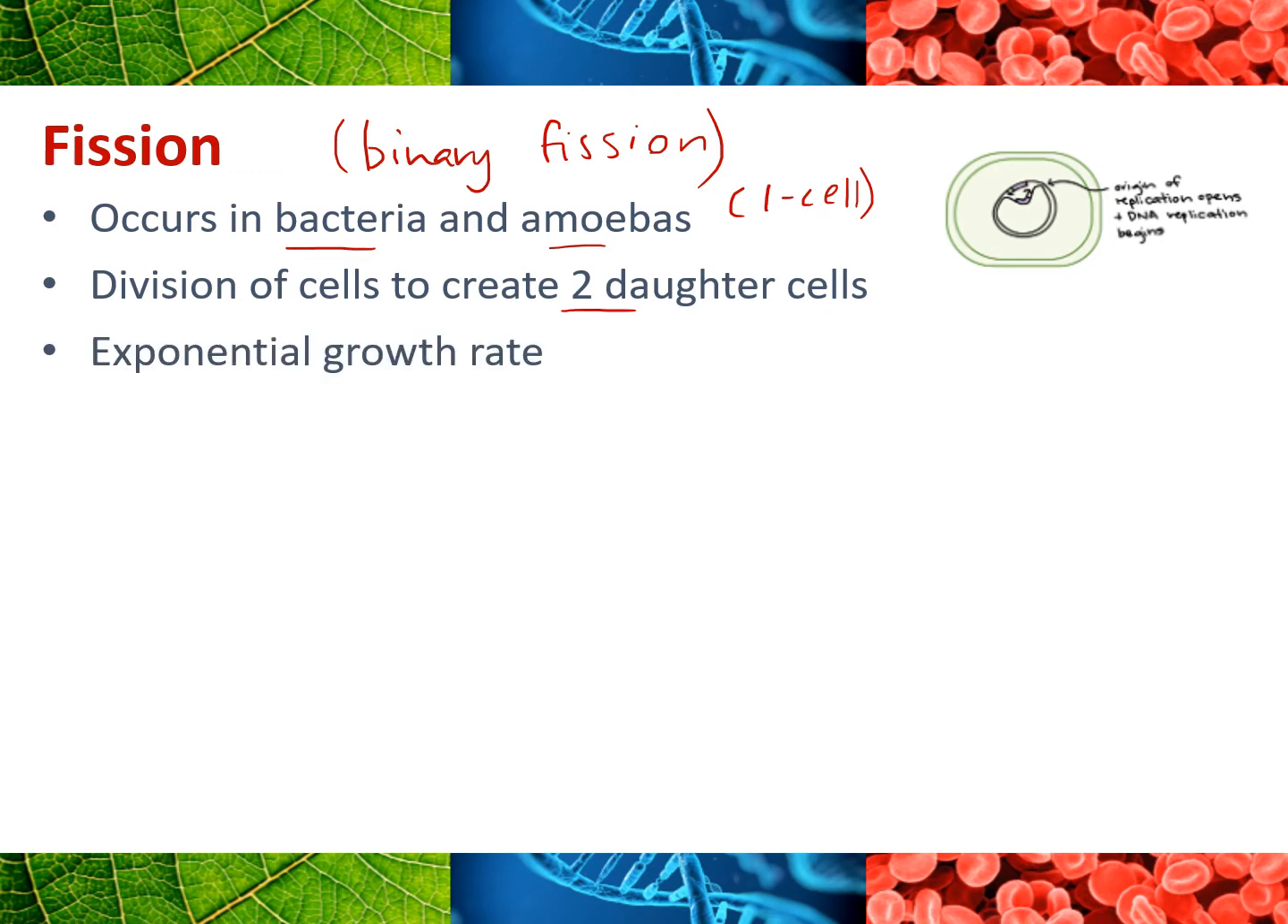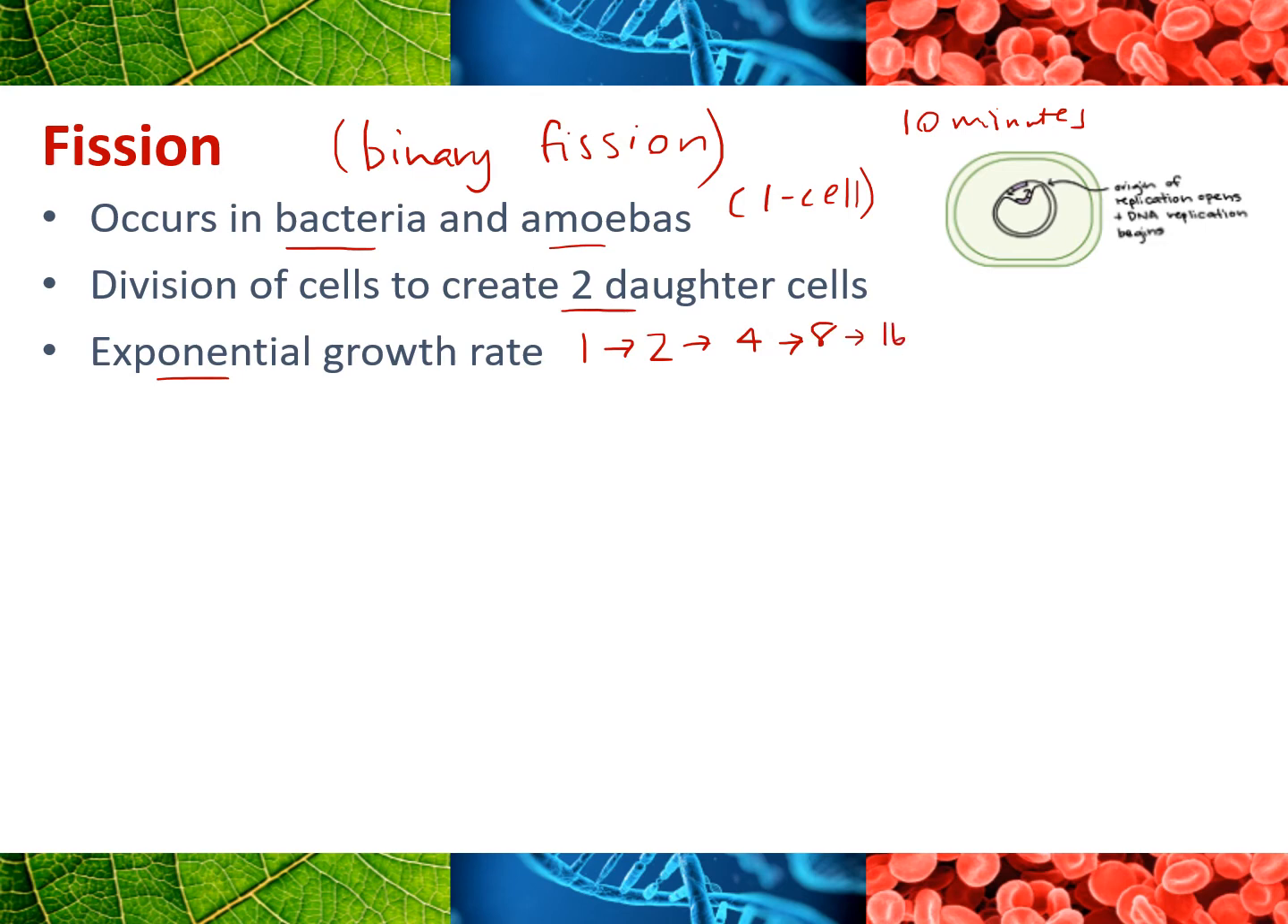Because of the way this occurs, and it can happen relatively quickly, like this can, in some organisms, only take about 10 minutes. So some bacteria can divide very, very quickly. And it has an exponential growth rate. So by that we mean we go from 1 to 2. Then if both of those 2 divide, we have 4. If all 4 of those divide, we have 8, then 16. So it grows very quickly.